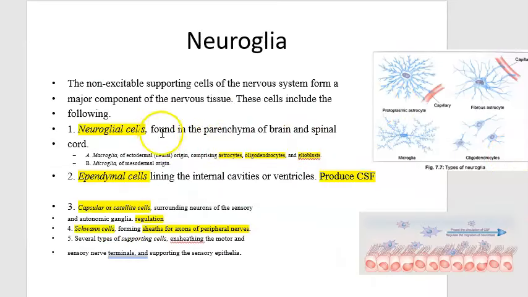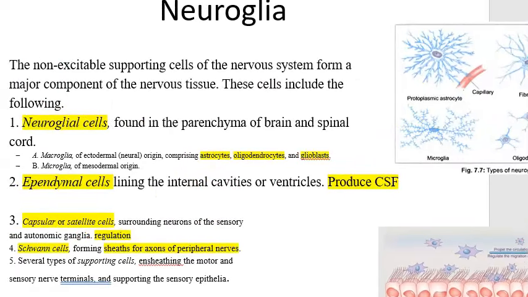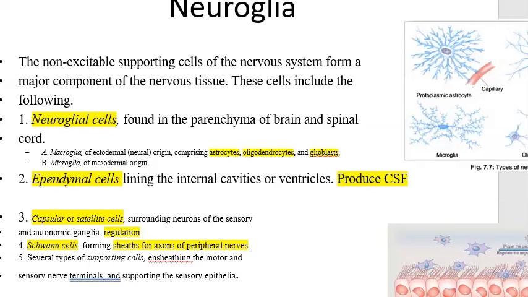Basically, under the neuroglial cells, you can say that you have astrocytes, oligodendrocytes, glioblasts, and microglia. Then you have ependymal cells. Then you have satellite cells, Schwann cells, etc. Let me tell you what each of these do. We have detailed videos, like I'm telling you every time, for each of these questions and answers. So let's get started with astrocytes.